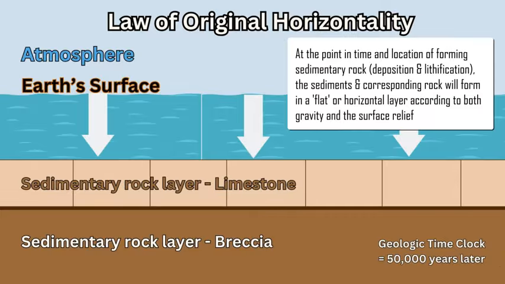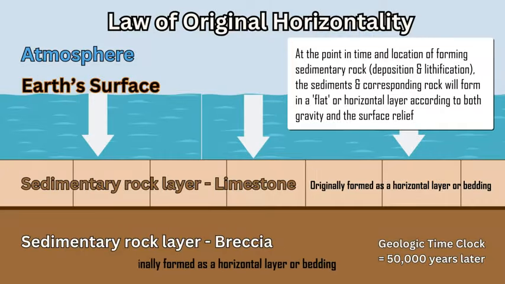So the law of original horizontality, proposed by Steno in 1669, discusses the fact that these rock layers, these rock strata, are laid down and formed rock through lithification in a horizontal position or a horizontal formation. They're not formed at a diagonal against gravity. They're not formed always in a syncline or anticline formation, but they are originally laid down in this flat horizontal or close to flat horizontal layer or strata or bedding according to gravity and according to the surface in which it's being deposited onto.